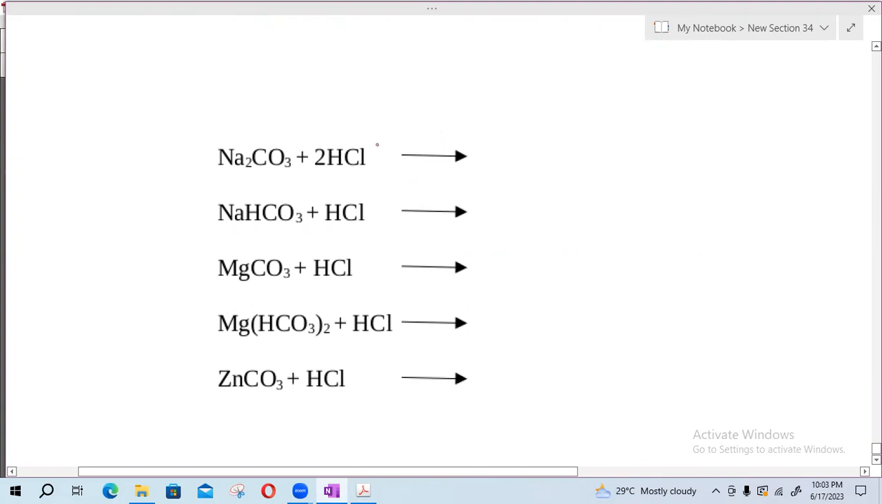Just as we have sodium carbonate, sodium has a plus one charge, carbonate has a minus two when it ionizes in water. The positive component of the first one will combine with the negative component and form NaCl. Similarly, H plus and carbonate will combine to form carbonic acid, and that carbonic acid decomposes to form water and carbon dioxide as the final products.